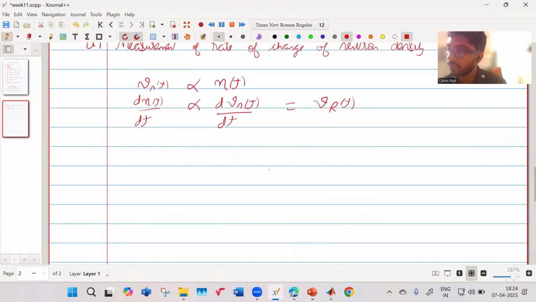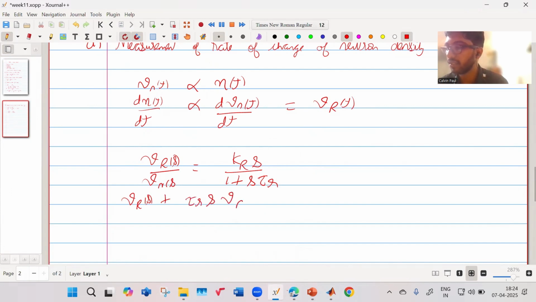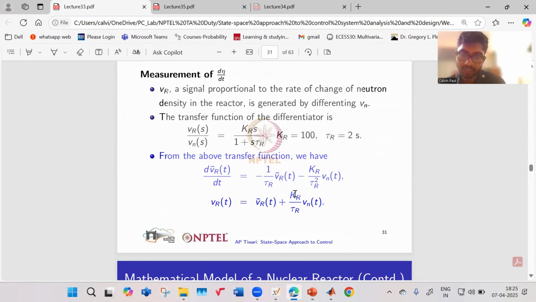We have Vr of s upon Vn of s is equal to Kr s upon 1 plus s into tau r. So Vr of s plus tau r into s into Vr of s is equal to Kr into s into Vn of s. Now, how do we further simplify it? So we want dVr by dt.